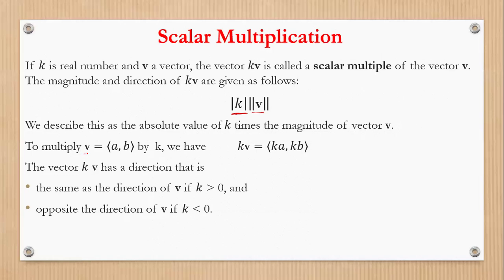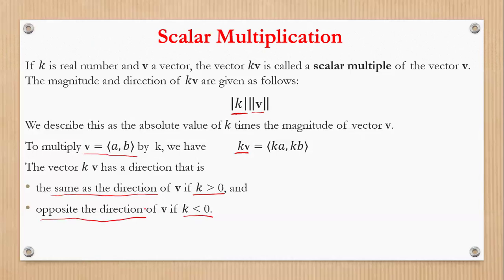If my vector's components are a and b, and if I multiply the vector by k, which is a number, we need to multiply k by both components a and b. So we say k times a and k times b. And as I said, if k is a positive number, you will still have the same direction vector. But if k is negative, you will have an opposite direction vector.